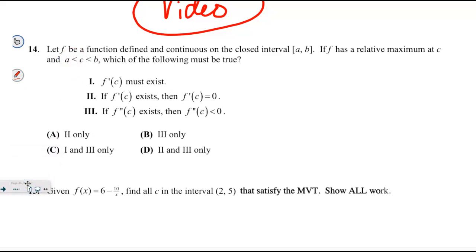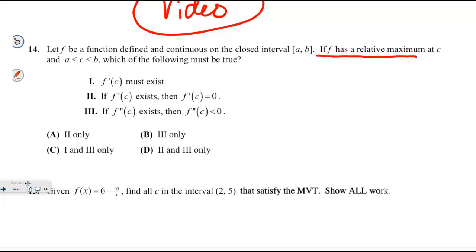F is a function that's defined and continuous, so I never lift my pencil. I don't have any asymptotes or anything. I might have a cusp because it just says defined. It doesn't say differentiable. So like this function right here is defined at 2. It's just not differentiable there, so keep that in mind.